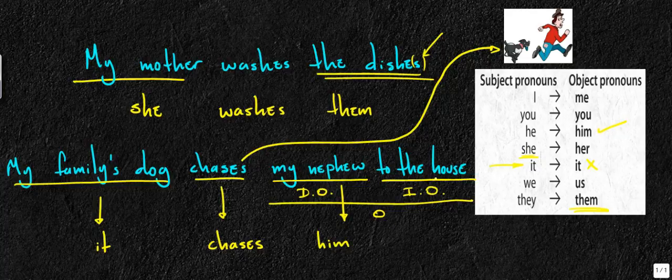And then to the house. The house would be it again. And so I would say my family's dog chases my nephew to the house, or I could say it chases him to it. The preposition stays the same. All right? And that is the concept of object pronouns.